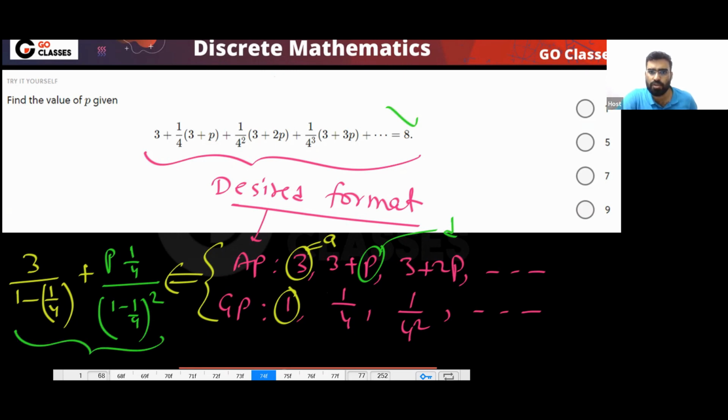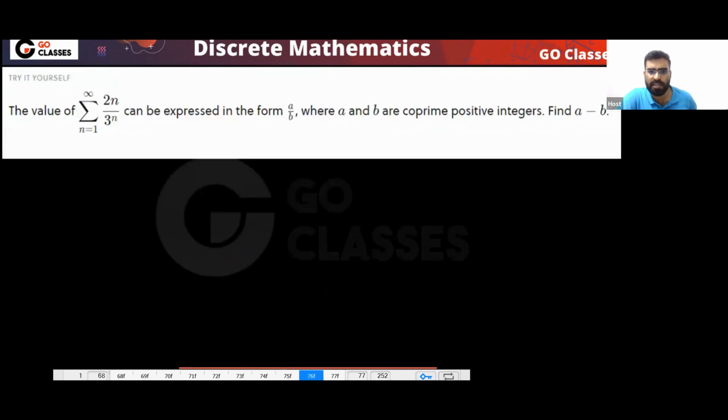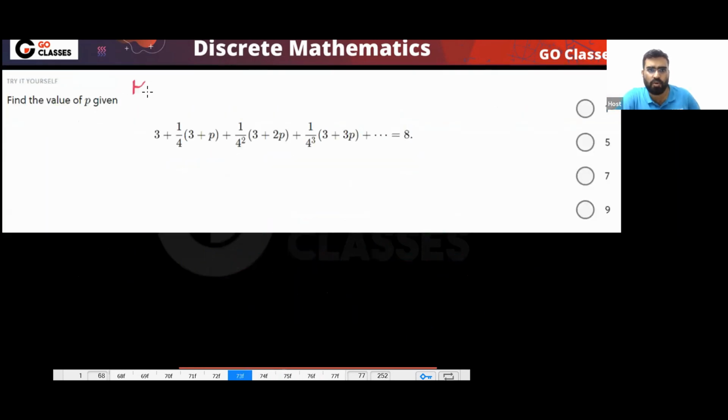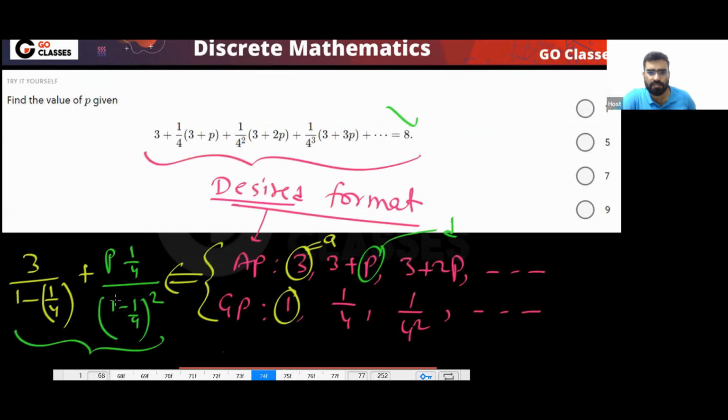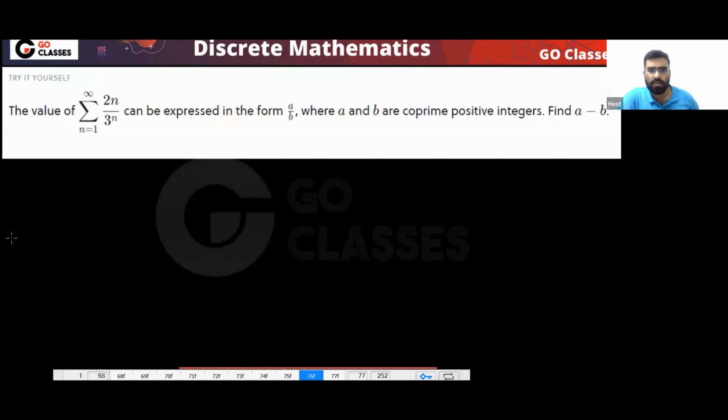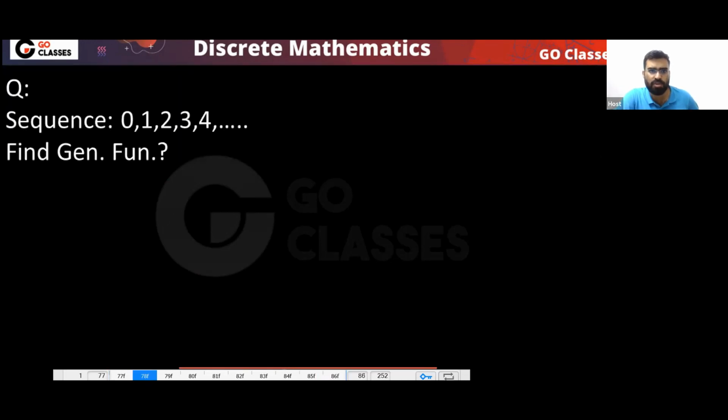Yes or no? So this is a very simple question. Already this is in the desired format. You can take this as homework. Just find the value of P, and these are the options. Similarly, this question you can take as homework. Again, the same thing: you have to represent it in A by B format, and then find what is A minus B. This is your AGP. So all these questions you try.